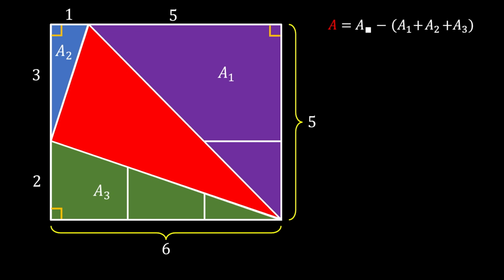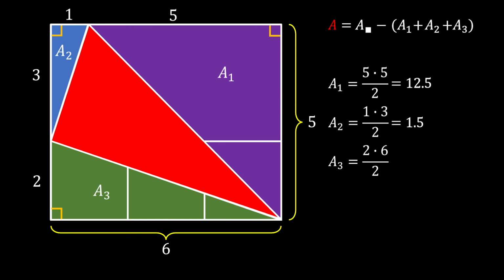Since all our triangles on the sketch are right triangles, we can use the fact that their area is equal to half of the product of their legs. So for the area of the purple right triangle, that's 5 times 5 over 2, which is 12.5. For the area of the small blue triangle, that is 1 times 3 over 2, which equals 1.5. And for the area of the green triangle, that's 2 times 6 over 2, which is equal to 6.